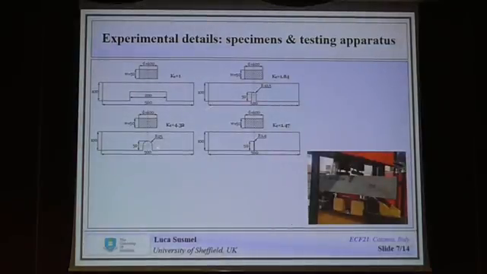After that, we cast a number of samples. We had some cast-in notches, and for the sharpest notches, basically what we did was putting a slit using a saw. So we recreated a kind of crack-like situation.